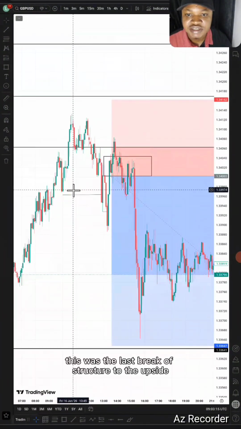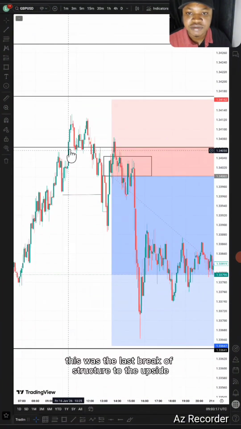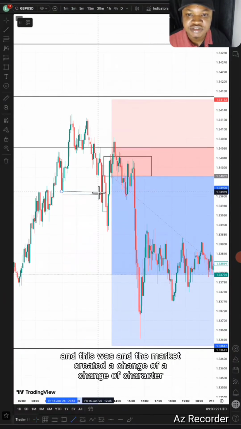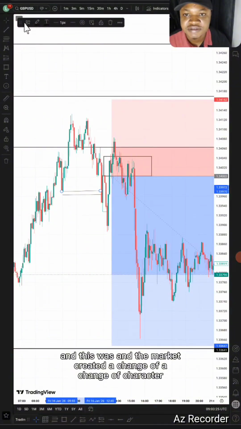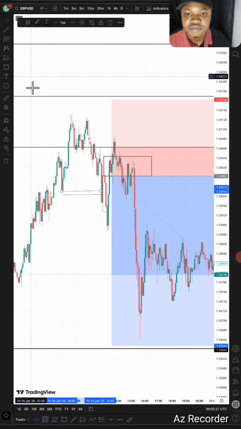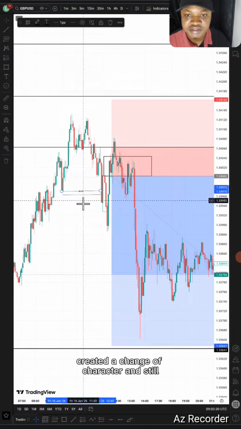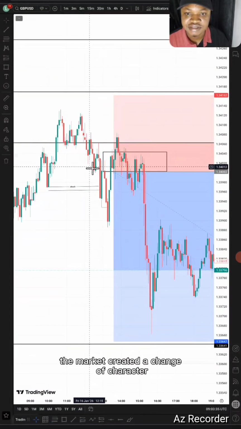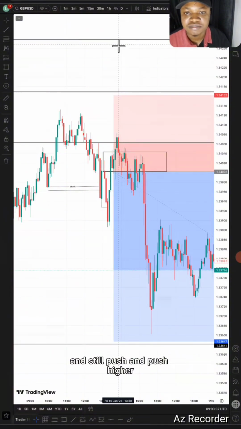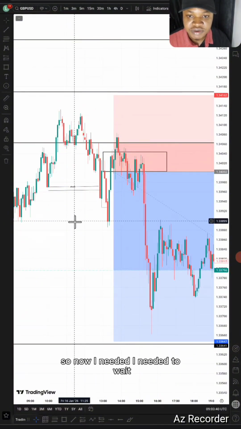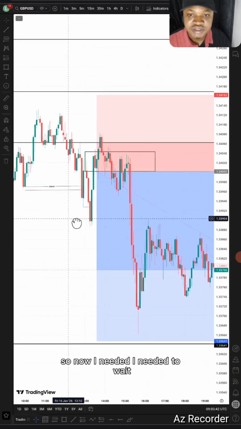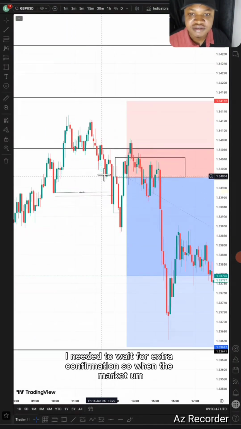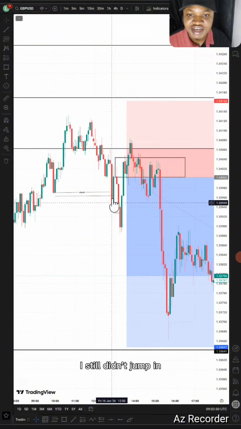This was the last break of structure to the upside, and the market created a change of character. Because I could remember the trade I took on Monday, the market created a change of character and still pushed higher. So now I needed to wait for extra confirmation. So when the market created a change of character, I still didn't jump in.